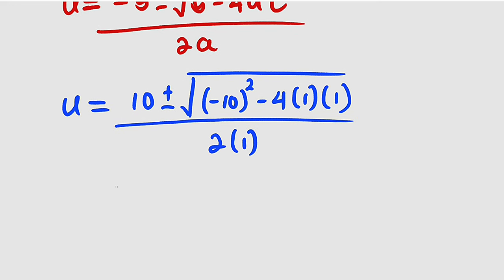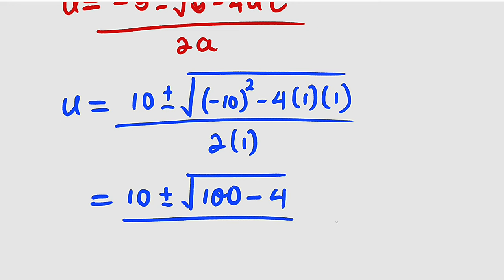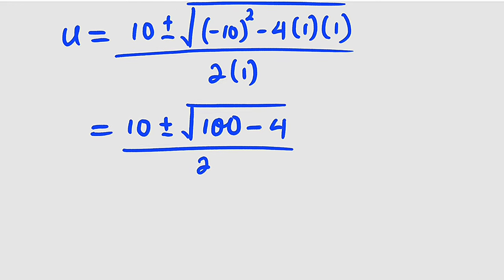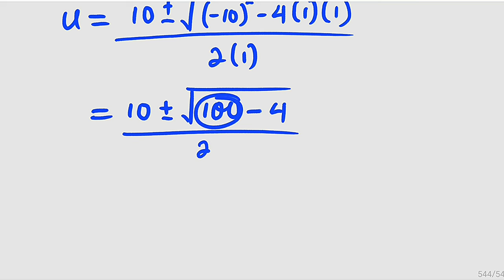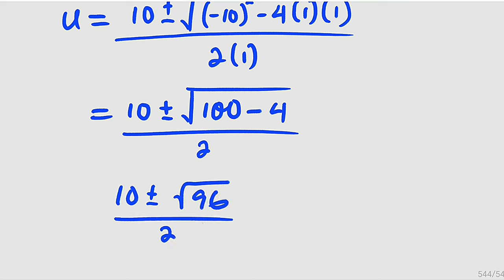A is 1. So this is equal to 10 plus or minus square root of negative 10 squared, which is 100, minus 4 times 1, which gives us 4, divided by 2 times 1, which is 2. 100 minus 4 is 96. So this is 10 plus or minus square root of 96 divided by 2.